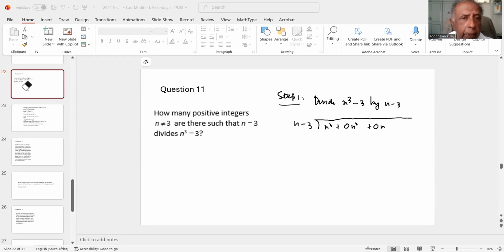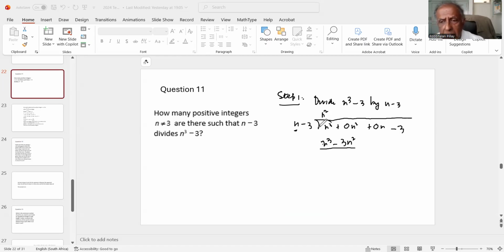And you bring that. I try to bring all the powers of n down, from 3 to 1 to a constant. Now you take your n here and see how many times it goes into the first term. It's n squared. So now you take this n squared and multiply it by n minus 3. You get n cubed minus 3n squared. So n squared times this is that. Now you subtract. It's very similar to the normal way of dividing.